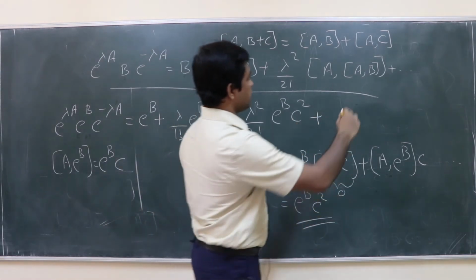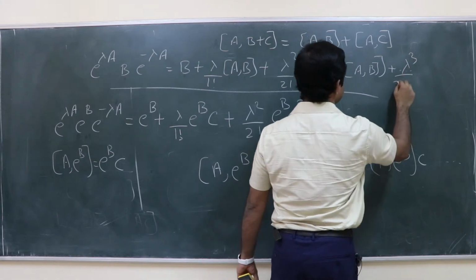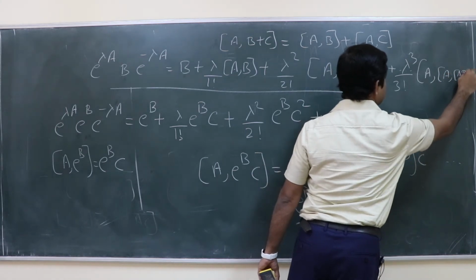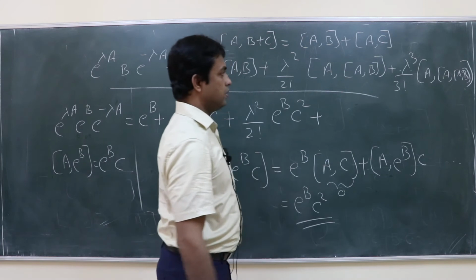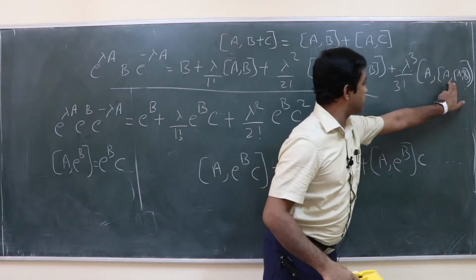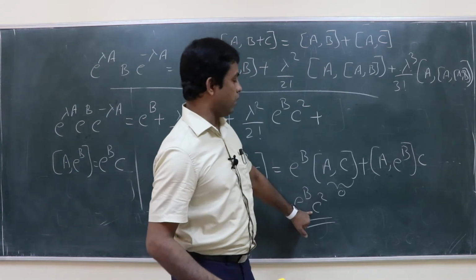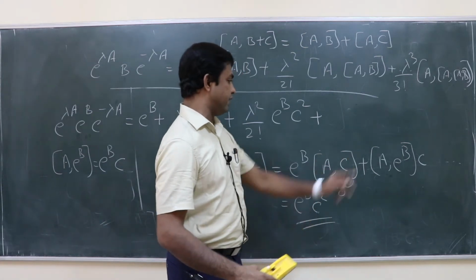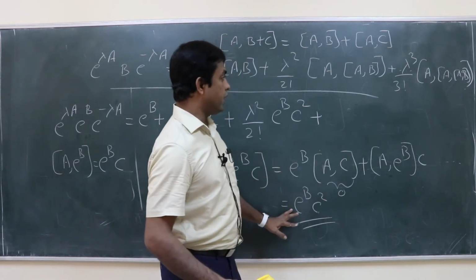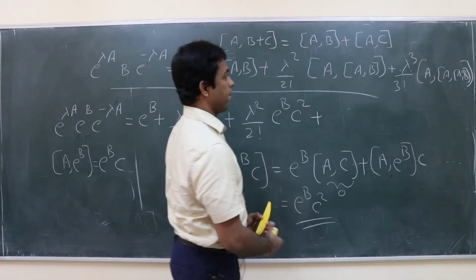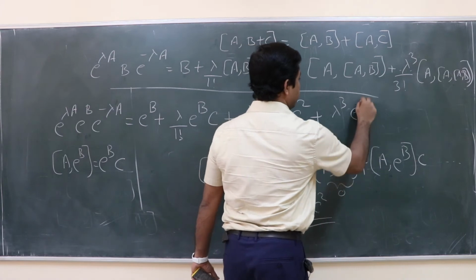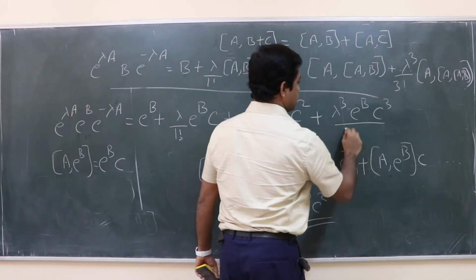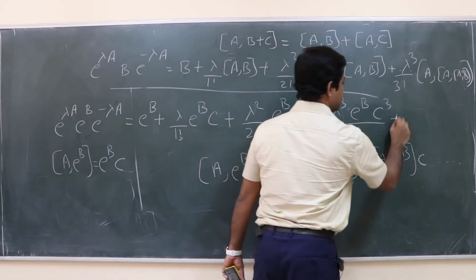Now the next term in this is lambda cubed divided by 3 factorial, commutator of A with that. Already the commutator of A with it was shown to be e^b c squared. Then again the commutator of A with e^b c squared, because this is like a constant, you can just take it outside because A commutes with c. So you get e^b c cubed. So lambda cubed e^b c cubed divided by 3 factorial plus etc.